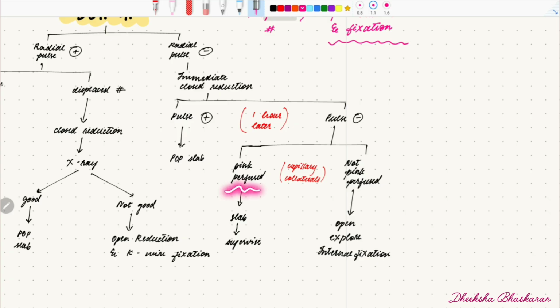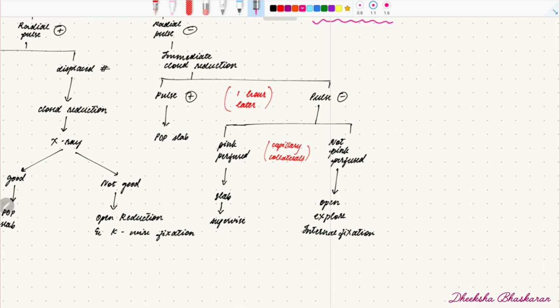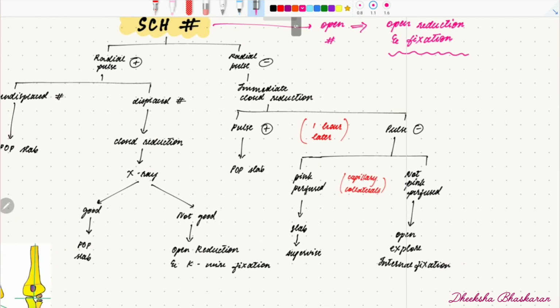So if it is pink and perfused, meaning that there's partial blood supply which is good enough, you can continue with the POP slab and keep the child under constant follow-up. If it's not pink and perfused, that means there's a total deficiency of blood supply. That means you need to open the fracture site and explore where the injury to the brachial artery is, correct the injury and internally fix the fracture. So this is the treatment protocol that we follow.